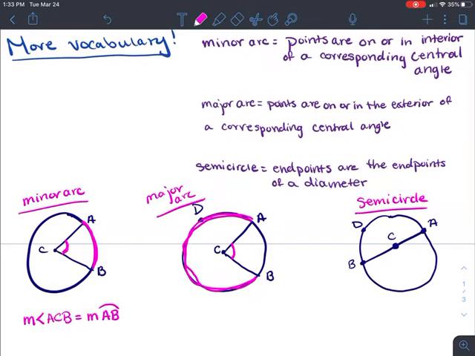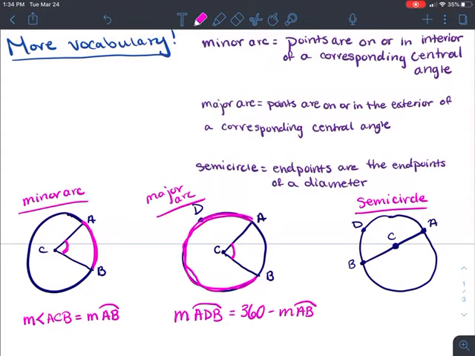The formula for this is that the measure of arc ADB, because it includes the points A, D, and B, is equal to 360 minus the minor arc AB. The total circumference of a circle is 360. So if we have the measure of angle AB being part of it, and we want to find the rest of it, then we can subtract the minor arc AB from 360.